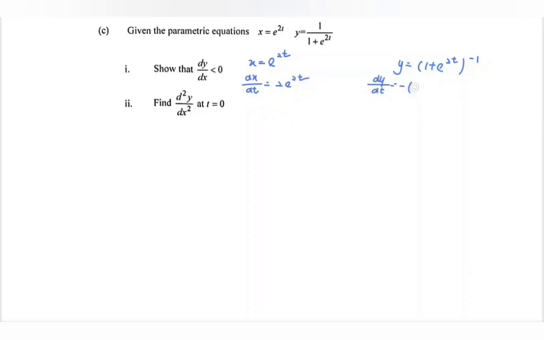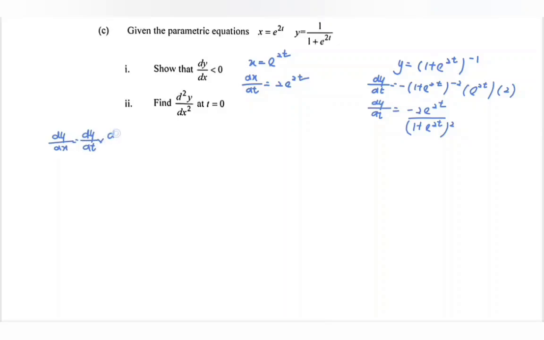Here we will have negative (1 plus e to the power 2t) to the power negative 2. Differentiate the internal function, so we will have e to the power 2t. Differentiate the power, then we will have 2. Kindly rewrite the situation: dy/dt equals negative 2e to the power 2t over (1 plus e to the power 2t) squared. Next, find dy/dx. So dy/dx equals dy/dt multiplied by dt/dx. So we have negative 2e to the power 2t over (1 plus e to the power 2t) squared, multiplied.